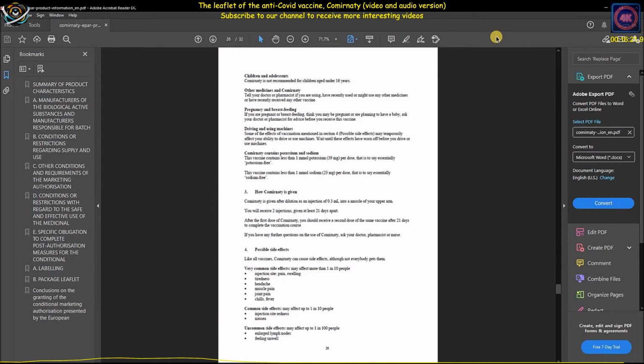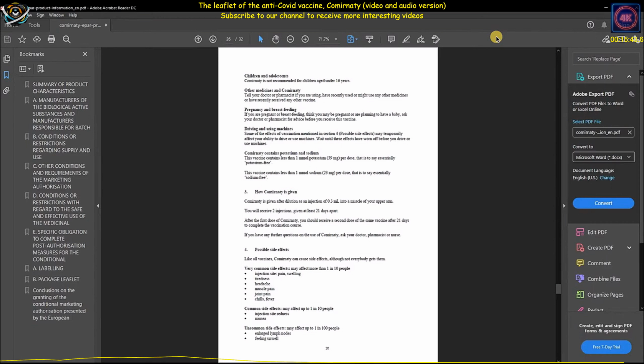Driving and using machines. Some of the effects of vaccination mentioned in section 4, possible side effects, may temporarily affect your ability to drive or use machines. Wait until these effects have worn off before you drive or use machines. Comirnaty contains potassium and sodium. This vaccine contains less than 1 mmol potassium (39 milligrams) per dose, that is to say essentially potassium-free. This vaccine contains less than 1 mmol sodium (23 milligrams) per dose, that is to say essentially sodium-free.